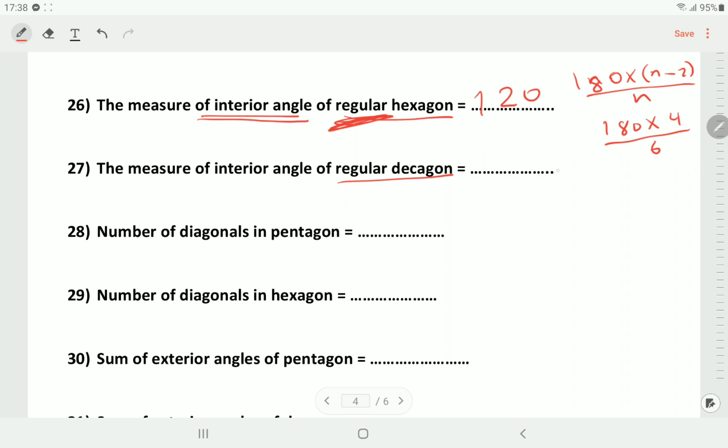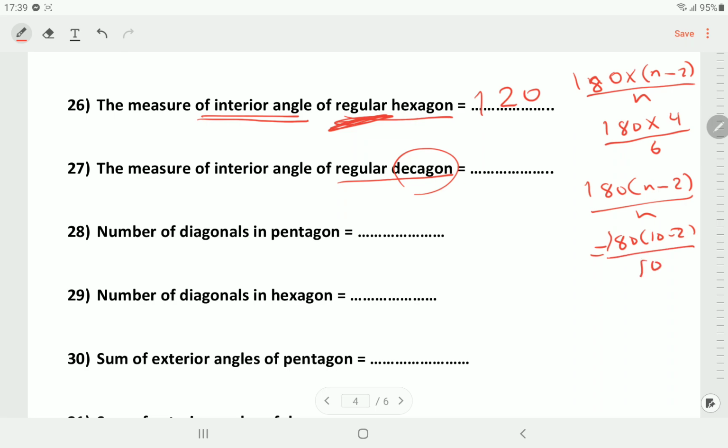Same way, we can substitute by this law, 180 times n minus 2 over n. What about the number of sides in a decagon? You know, penta is 5, hexa 6, hepta 7, octa 8, nonagon 9, decagon 10 sides. Then we have 180 multiplied by 10 minus 2 over 10.